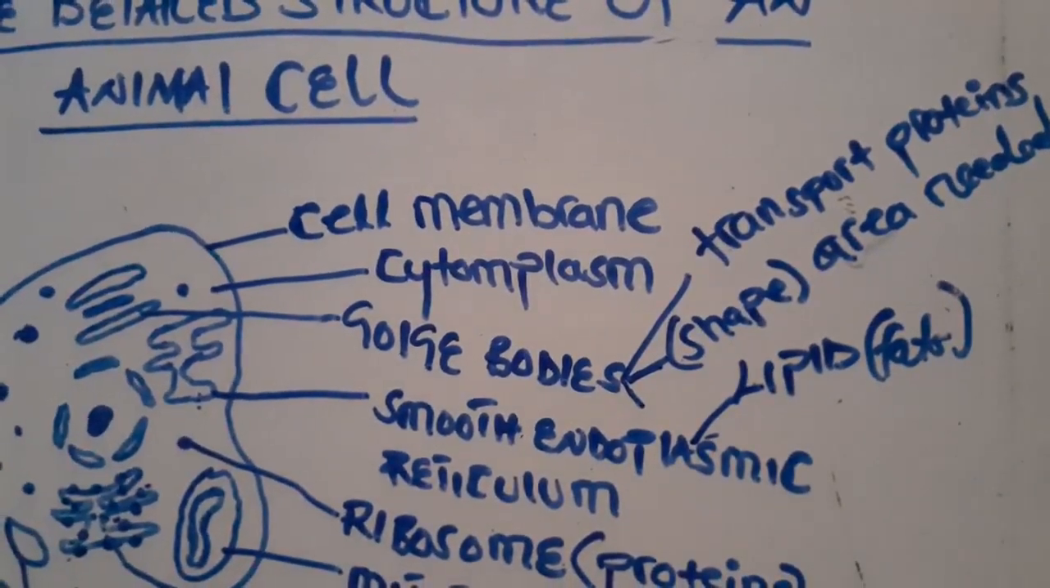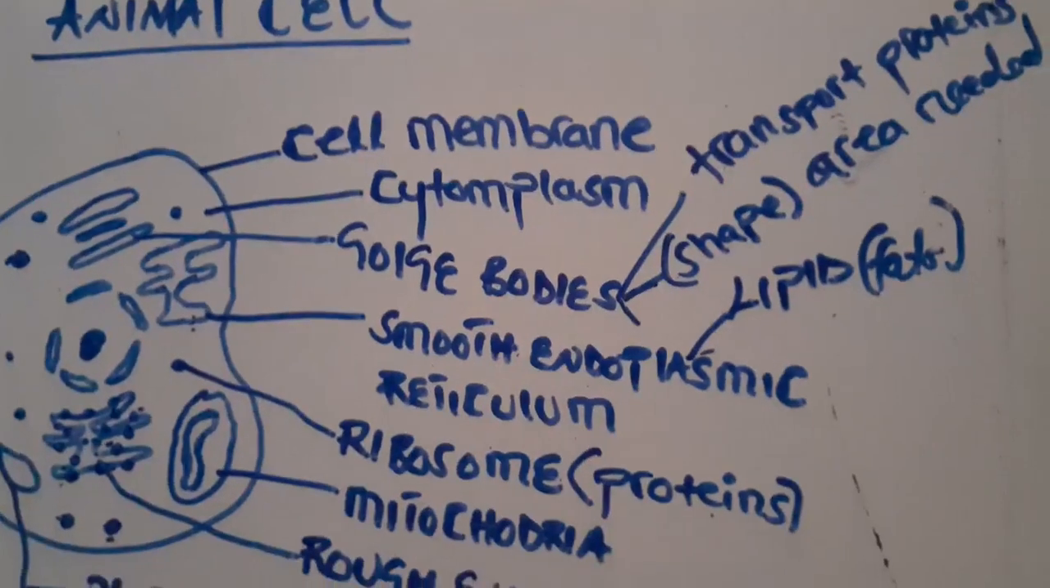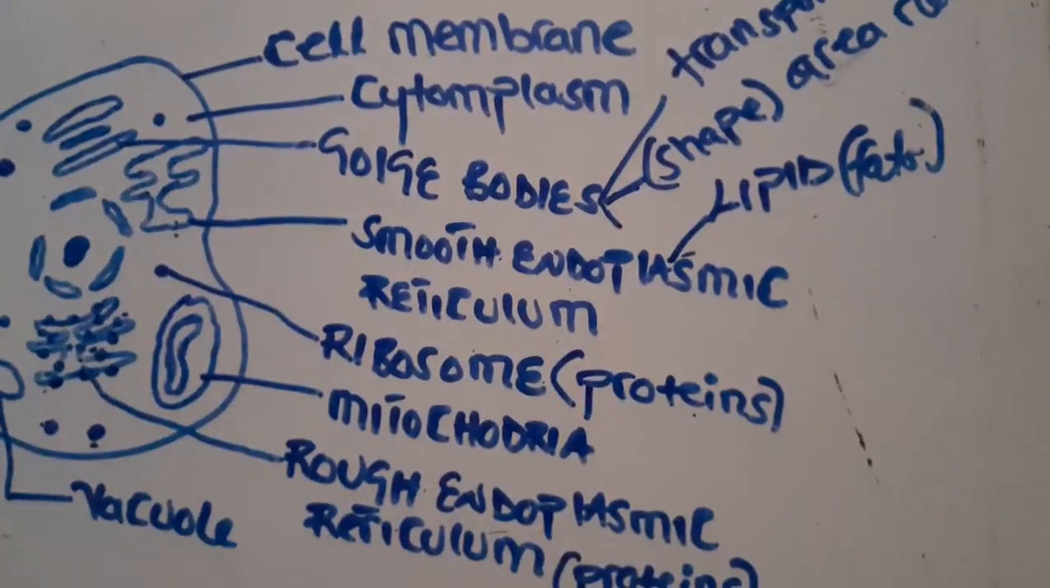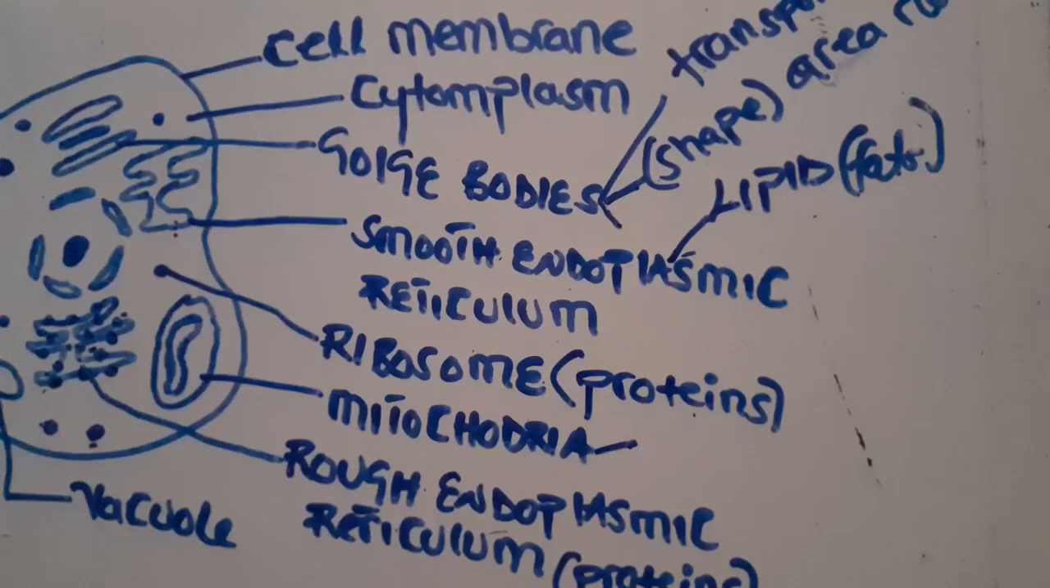Okay, so we have discussed the rough endoplasmic reticulum. We have also talked about the ribosomes, and we have also talked about the Golgi bodies. So the part that is remaining is this part, if you are following me. The part that remains is the mitochondria. So what is the function of the mitochondria?